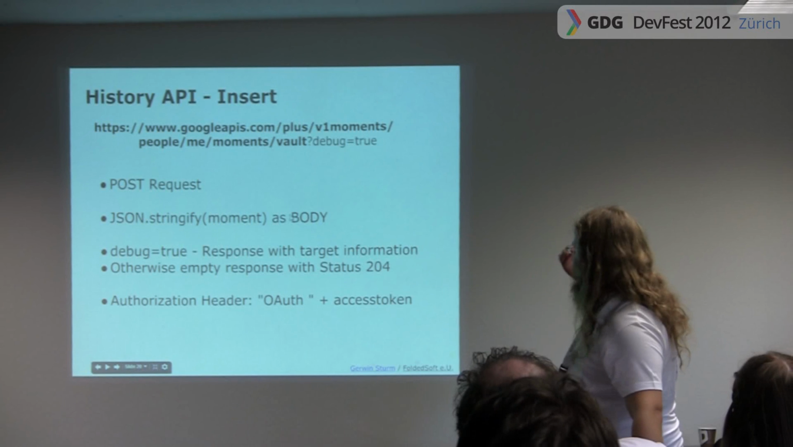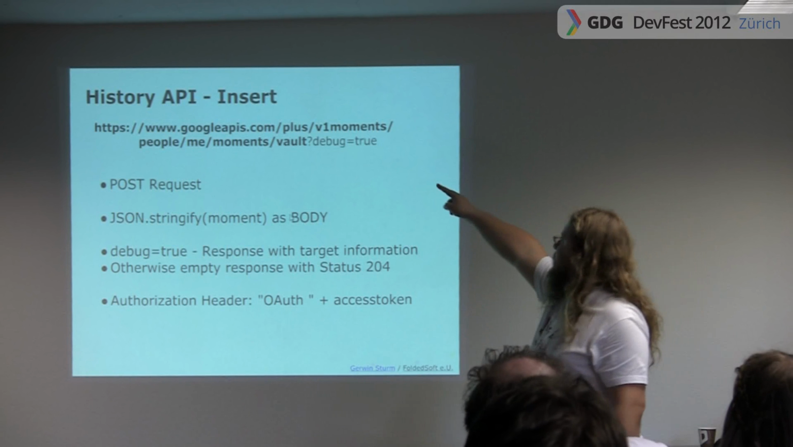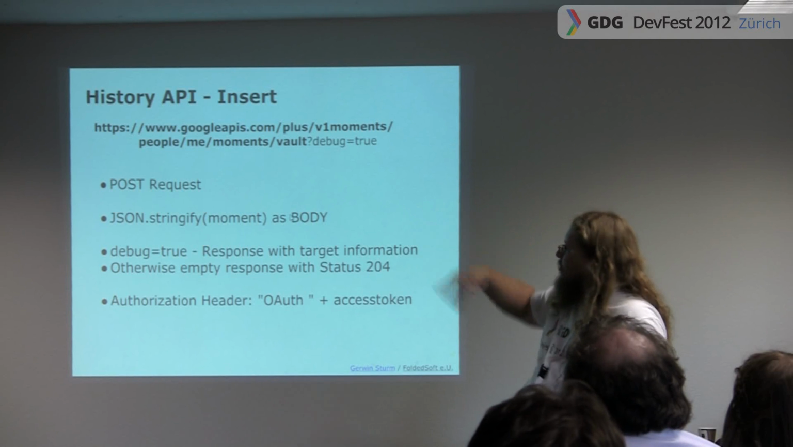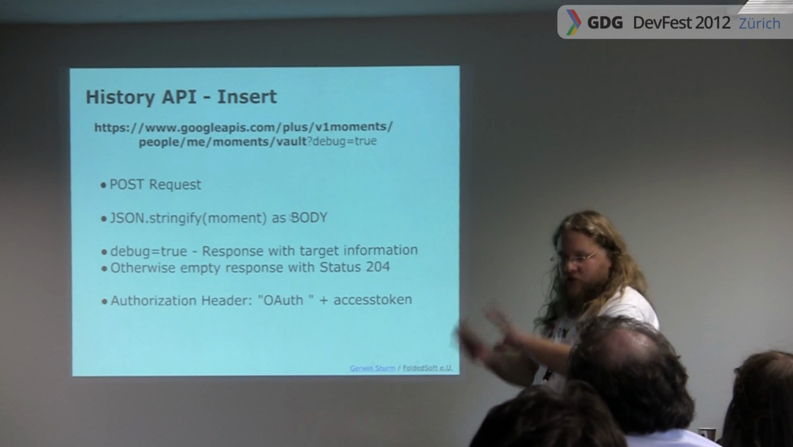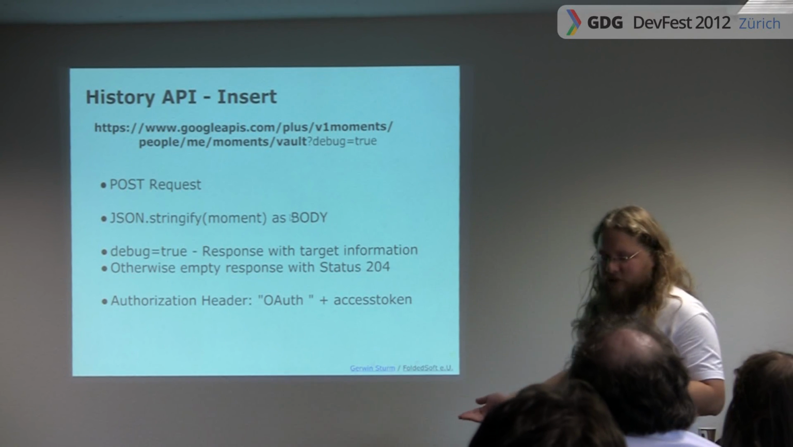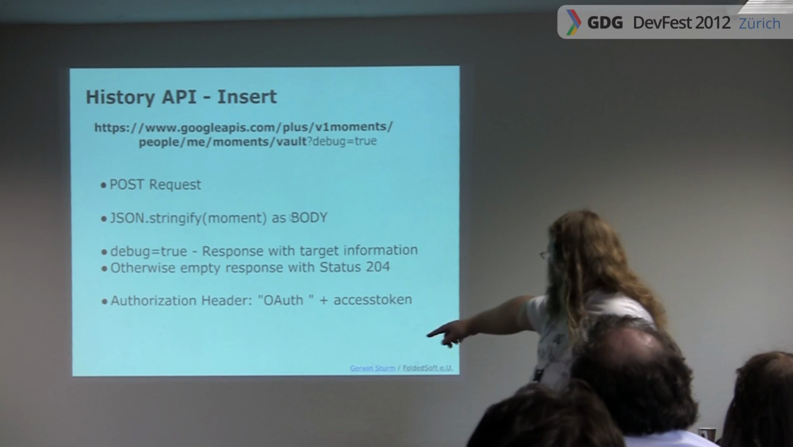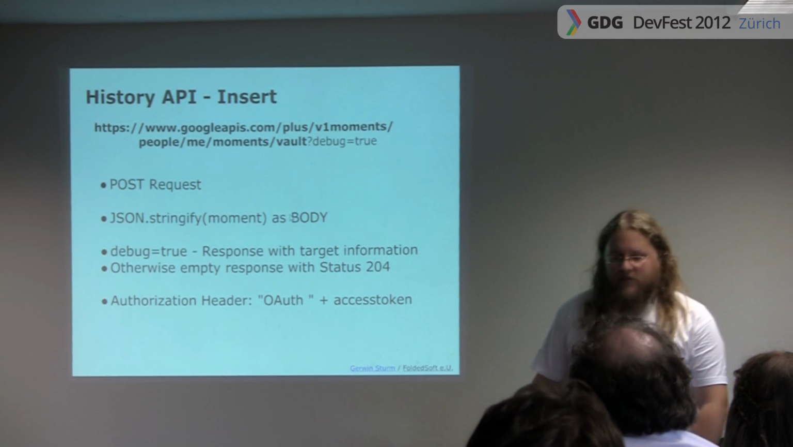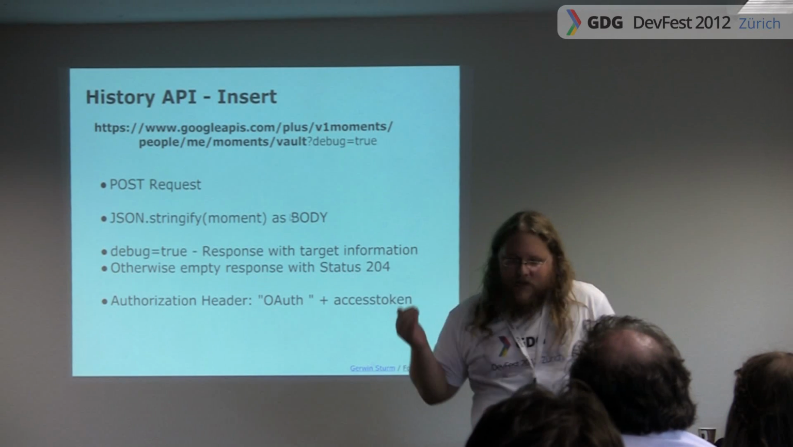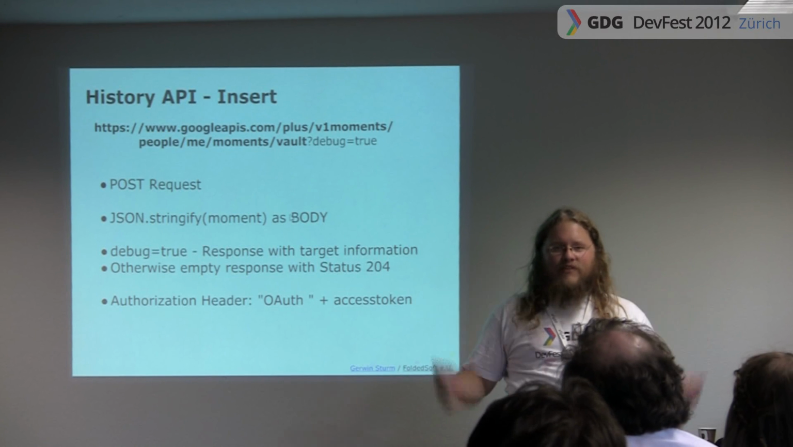So what happens now that you have defined the moment as a JSON object? You have one URL, the history API, and you write the moment for yourself, into your vault, whatever that is. Then you just make a POST request, enter the body as a stringified JSON object, and add your access token in the header, so it's an authenticated request. The debug variable makes sure that you get a response about what Google thinks should be added to the moment. Otherwise you just get an empty success message.